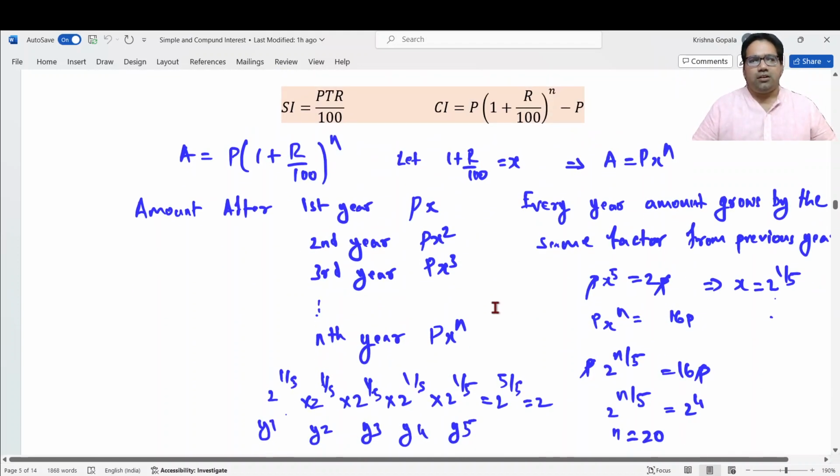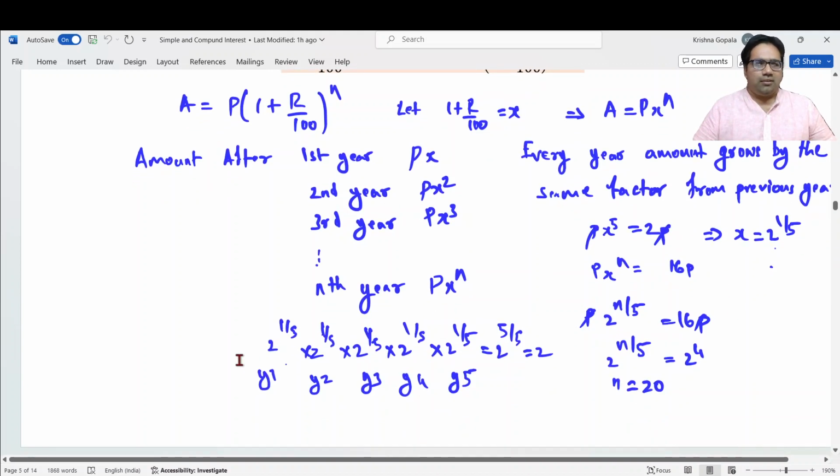Now, every year it goes by the same factor. What does that mean? If in this case, P into x power 5 equals 2P, that is, the principal into x, for 5 years has become 2 times the principal, what does that mean? x becomes 2 power 1 by 5.